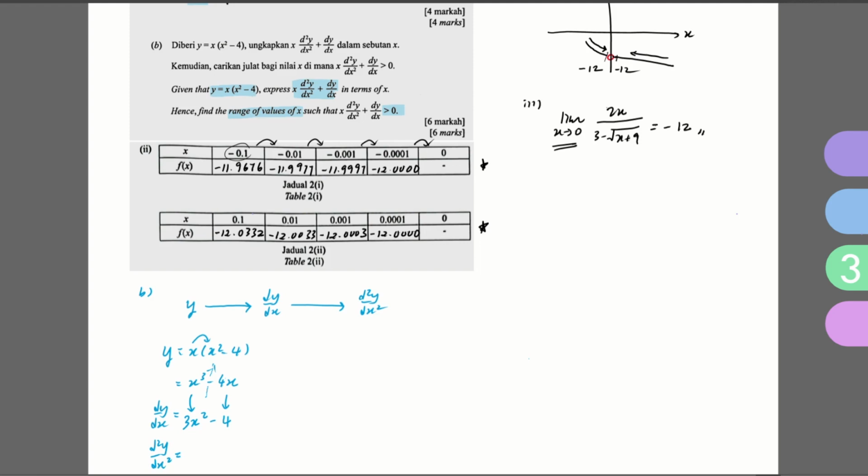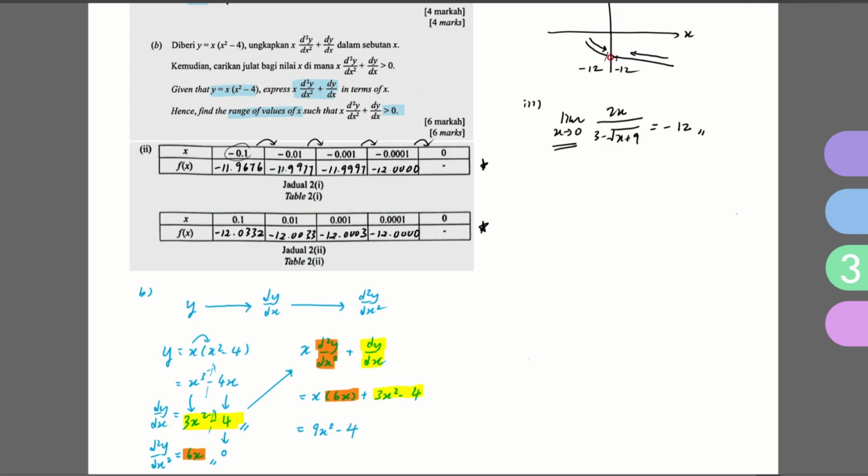And to get d squared y over dx squared, we differentiate again. Number multiplied by power minus 1. And since this is a number, when we differentiate it will become 0, so we can just ignore it. And now we can substitute the equations here to here. So our answer is 9x squared minus 4, and I have highlighted different colors for different expressions so you can see it clearly.